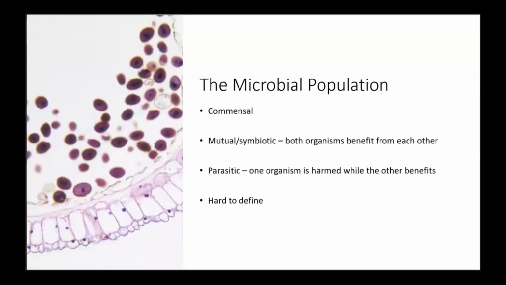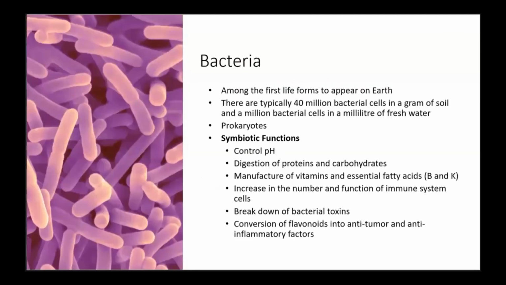There can be commensal, meaning eat at the same table, we share. They can be symbionts, right? We can have a mutual symbiotic relationship. They can be parasitic. They can be sucking something from us. And sometimes it's hard to define what they really are, but they're there.